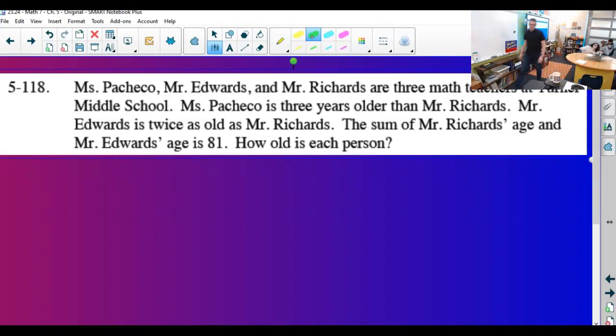Pacheco is how that name would be pronounced. Would anyone like to read? Bethany? Pacheco. Miss Patel, Mr. Edward, and Miss Richard. Mr. Richard are 3 math teachers at Turner Middle School. Miss Patel is 3 years older than Mr. Richard. Pause. Does that feel important? Yeah. We should probably highlight that.